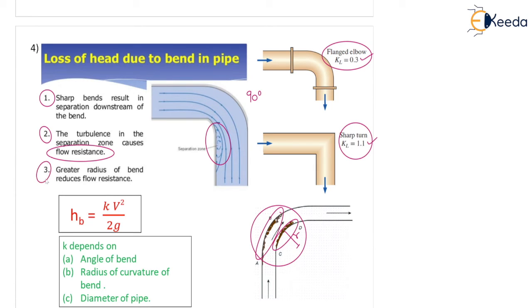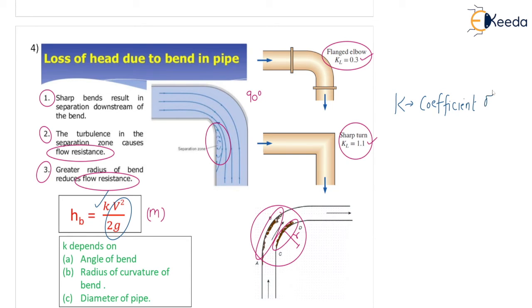Third point, greater radius of bend reduces flow resistance. Very good point. The higher the radius of curvature, the smoother is the turning, so the losses will be less. What is the formula for finding head loss due to bending? The answer is Hb equal to K V² by 2g. Again, it's the velocity head V² by 2g multiplied by some coefficient. So the coefficient of bending will be given to you. What is K? K is your coefficient of bending, and that will be given in the question.